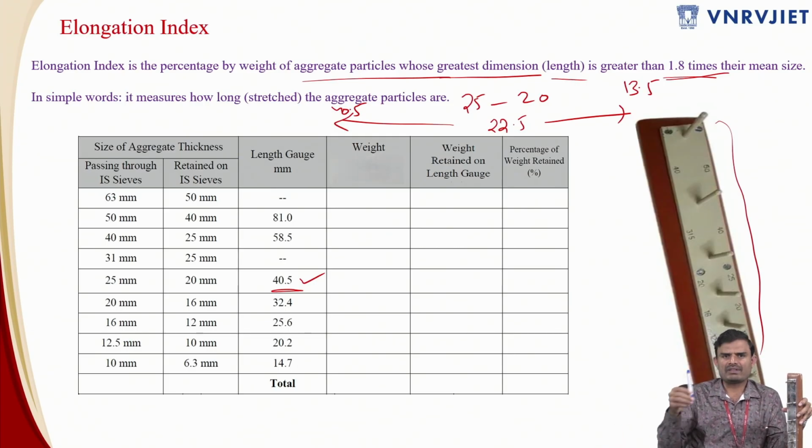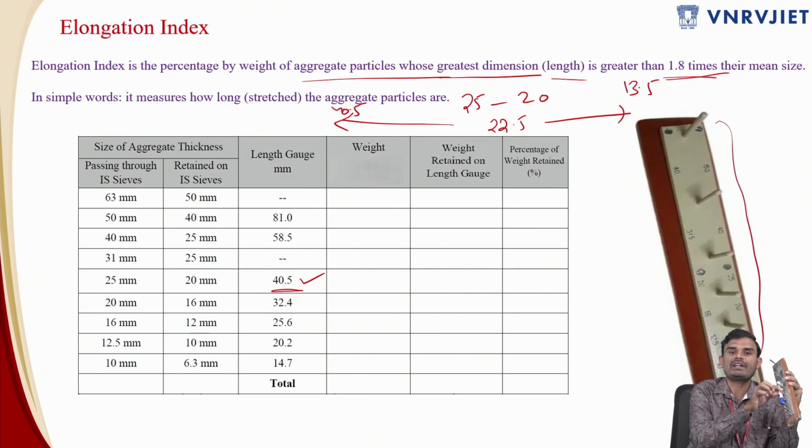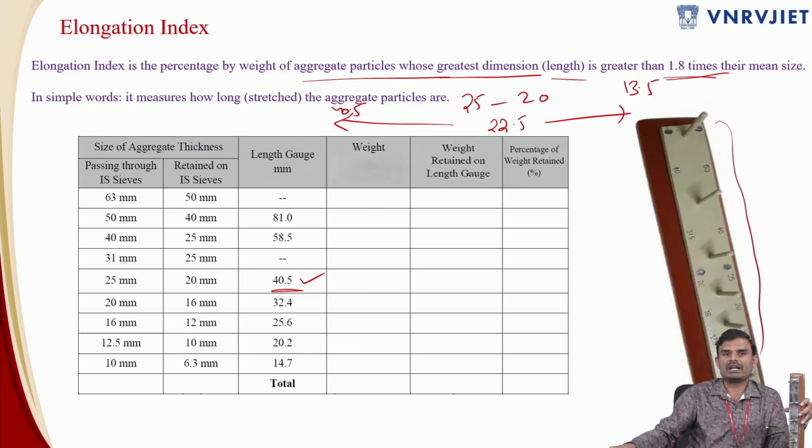Now similarly, I have this aggregate particle which is not flaky. When I passed it through the thickness slot, it did not pass through. When it passes, it is a flaky particle. When it is retained over here, it is an elongated particle. So it did not pass through the thickness gauge, so it is nothing but a non-flaky particle. But when I pass it through this 25 to 20 mm sieve, it is an elongated particle. So it is not a flaky particle but an elongated particle. Whereas the previous sample I tested is both flaky and elongated.